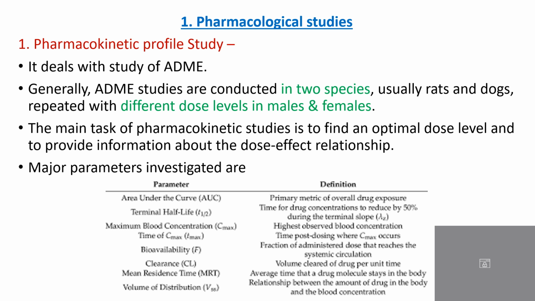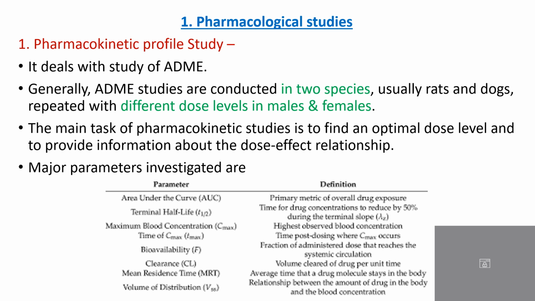So coming to the pharmacokinetic studies, it is nothing but the investigation of the ADME, that is absorption, distribution, metabolism, and excretion characteristics of the drug candidate in animal models. Generally, ADME studies are conducted in two species, usually rats and dogs, repeated with different dose levels, both in males and females. The major aim of the pharmacokinetic studies is to find out the optimal dose level as well as to provide information about the dose effect relationship.